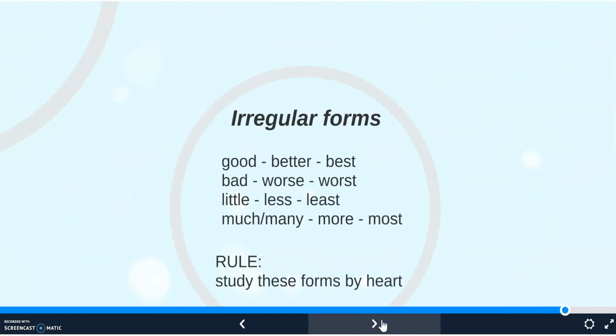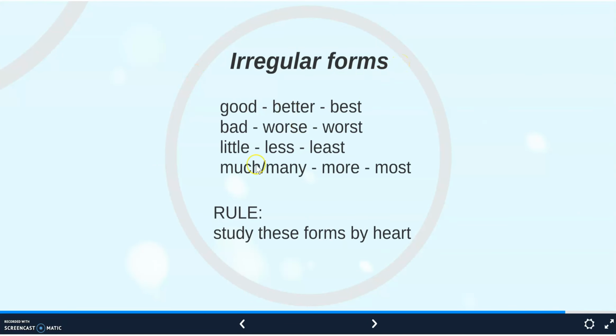And then, last but not least, the irregular forms. You have to study these forms by heart, but luckily there are not too many forms here. So the first one, good, better, best. Better is the comparative degree and best is the superlative. Bad, worse, and worst. So comparative, superlative. Little, less, least. Comparative, superlative. Much, many, more, and most. So these are two adjectives with a different positive degree but the same comparative and superlative degree. So you have to study these rules by heart.